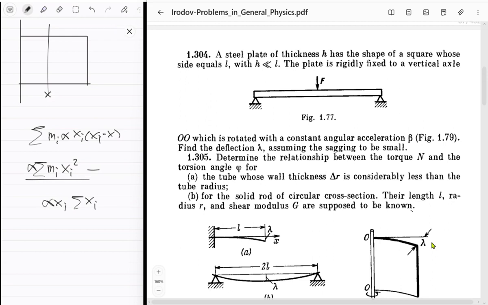Oh, sorry, x is common, not xi. So the summation of mi xi, right? And this thing we know is just our center of mass. It's going to be the total mass times the center of mass, that guy's x value. Does that make sense? That's pretty interesting. I wonder why that is the case?